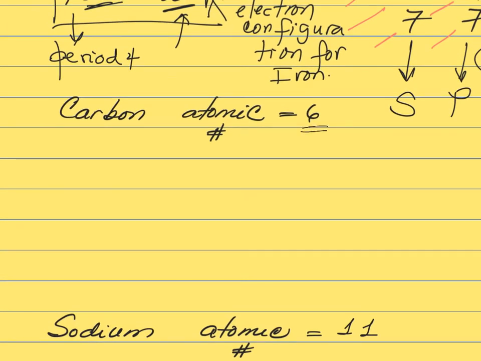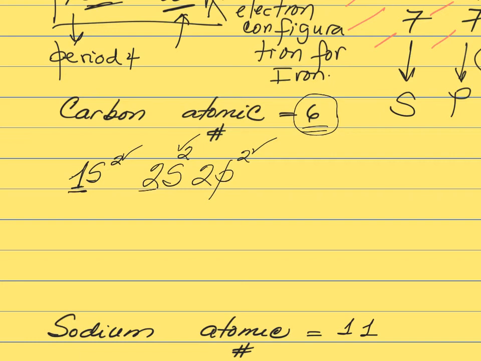Carbon, atomic number equal to 6, meaning that you have 6 electrons. Electron configuration: 1s2, 2s2, 2p2. Why? Because I have 2 plus 2, 4, plus 2, they are 6. The number in front is the quantum number, which is the level of energy number. The s is representing the sublevel of the orbital, and the number over here is the amount of electrons that you have in that orbital. I'm pretty sure that carbon is in group 14, period 2.